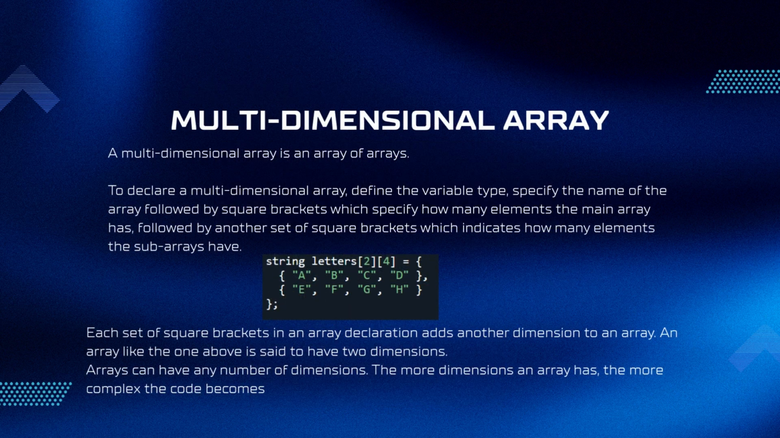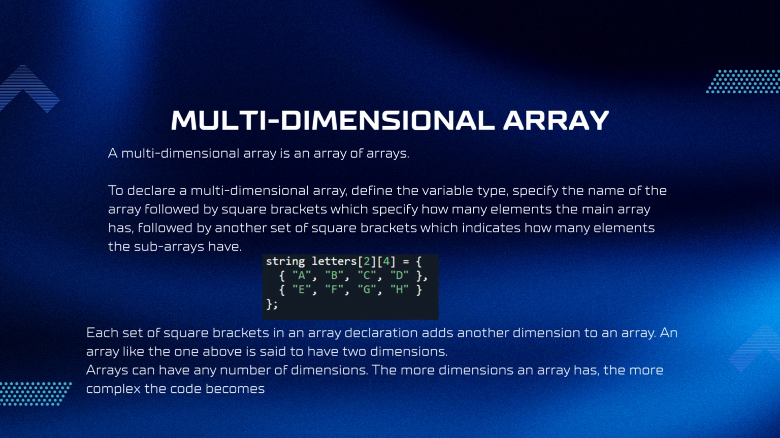A multidimensional array is an array of arrays. To declare a multidimensional array, define the variable type, specify the name of the array followed by square brackets, which specify how many elements the main array has, followed by another set of square brackets, which indicates how many elements the subarrays have. Each set of square brackets in an array declaration adds another dimension to an array. An array like the one above is said to have 2 dimensions. Arrays can have any number of dimensions.